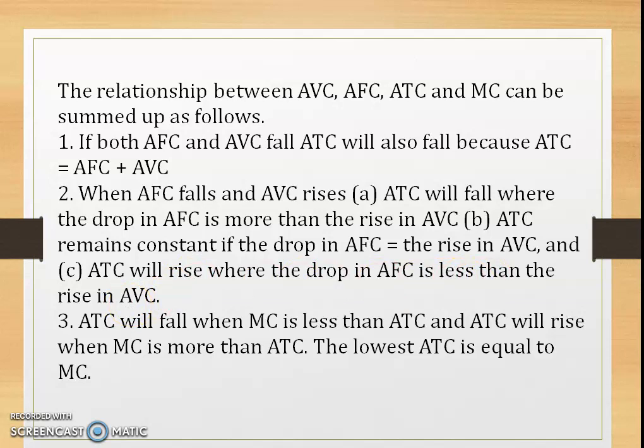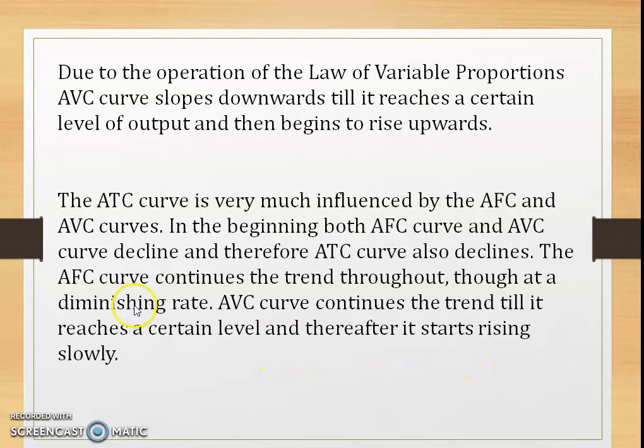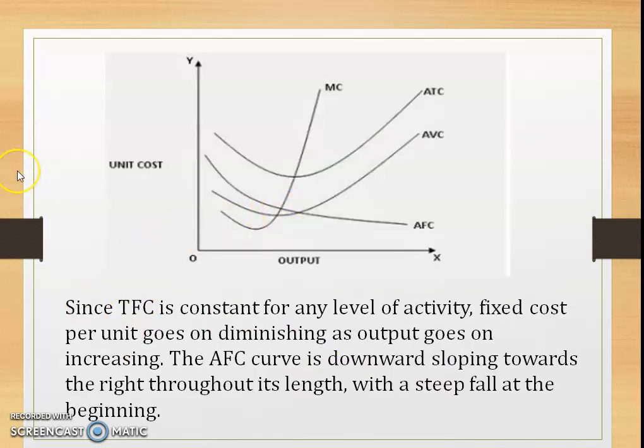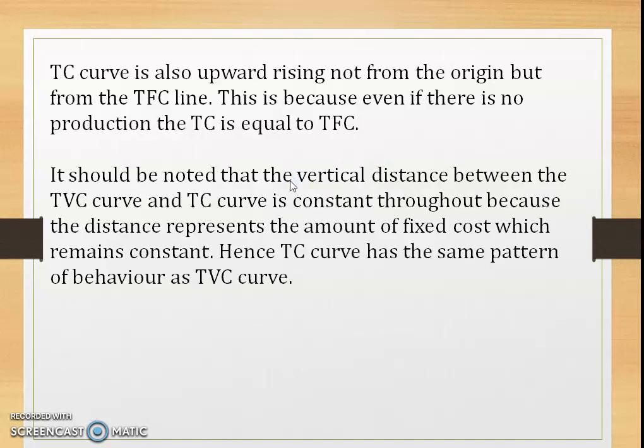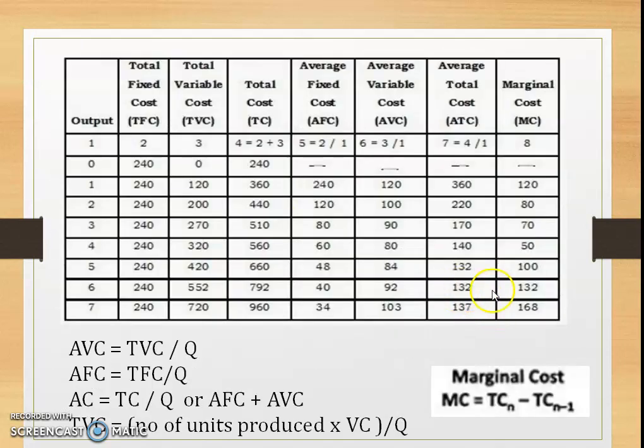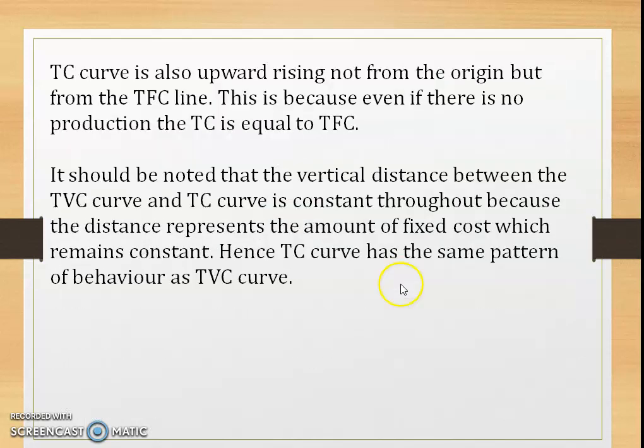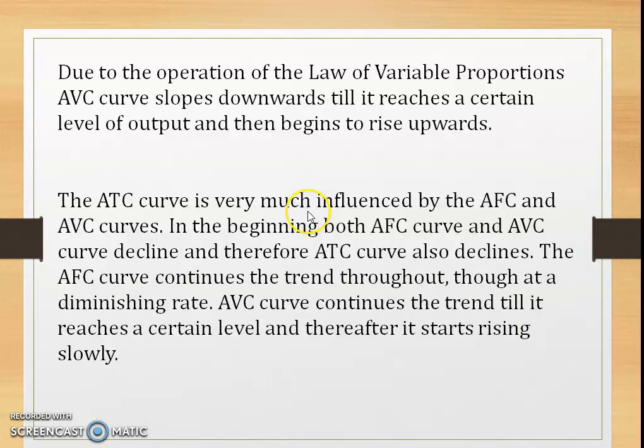Got it? And third, ATC will fall when MC is less than ATC and ATC will rise when MC is more than ATC. Lowest ATC equals MC. So look at here, at what particular juncture the MC and ATC intersect. Right? This is what I just showed in the graph. So look at here, at one particular juncture ATC and MC have the same value, so therefore they will intersect somewhere.